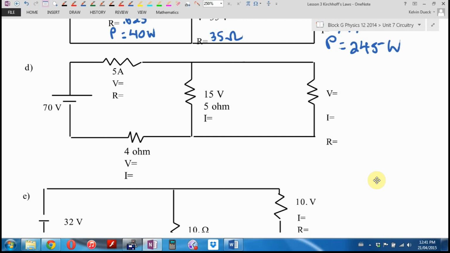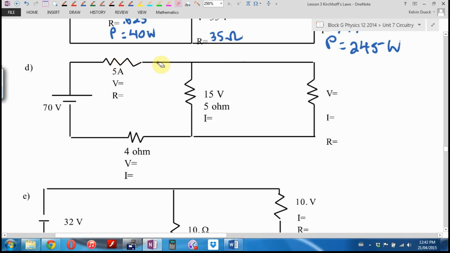Did they tell me total current? Let's do D together. Did they tell me total current anywhere in D? Oh, they did. What's the total current in this circuit? What's the total current in D? They did tell me. By the way, easiest way to find total current, start at the tip of the battery and see if there's any junctions between you and the first resistor. There is. Zach, what's the total current? 5 amps. So, ready? Let's fill in as many currents as we can.